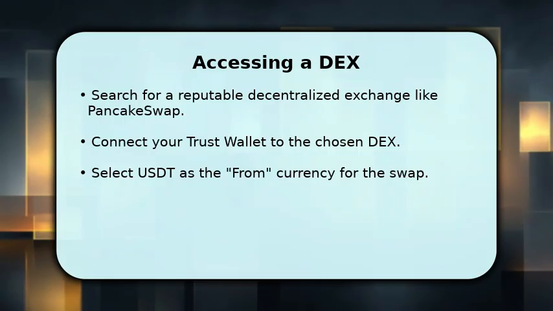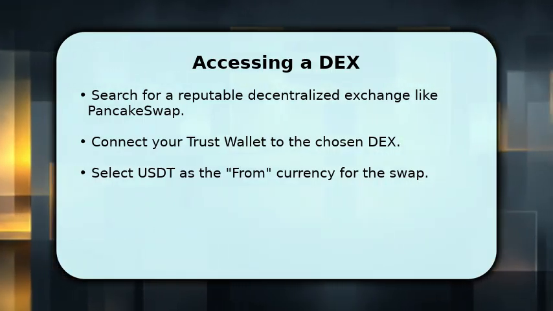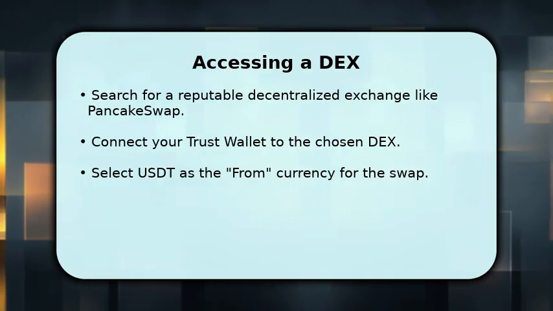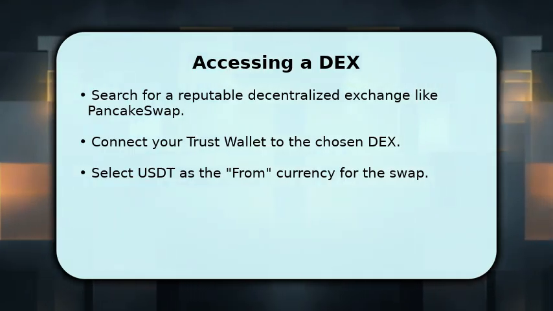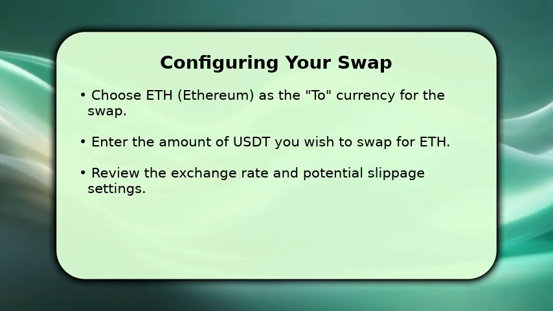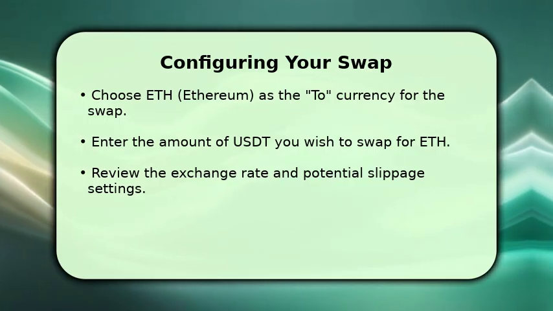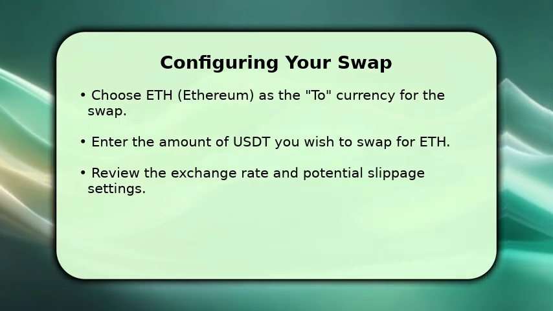Then, within the exchange's swap interface, select USD as the cryptocurrency you wish to trade from. This sets up the first part of your transaction. Now select ETH or Ethereum as the cryptocurrency you want to receive. You'll then enter the specific amount of USD you wish to exchange.